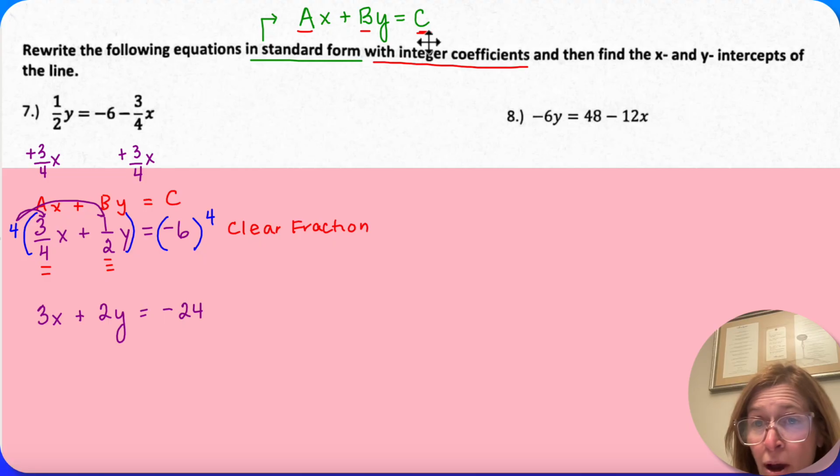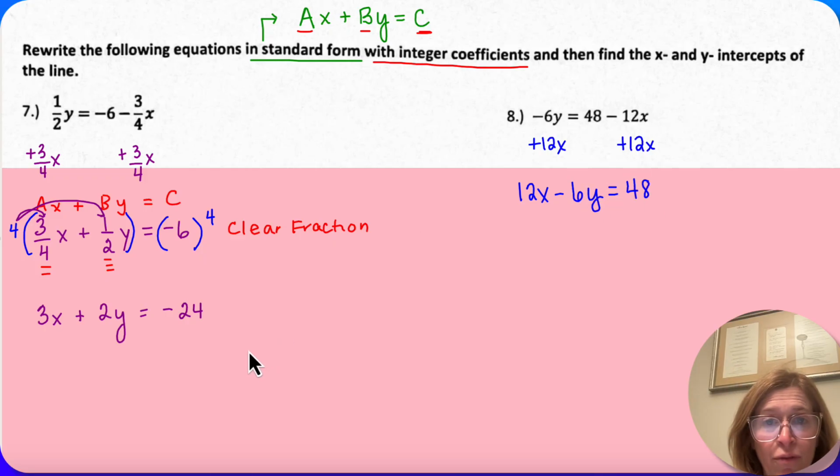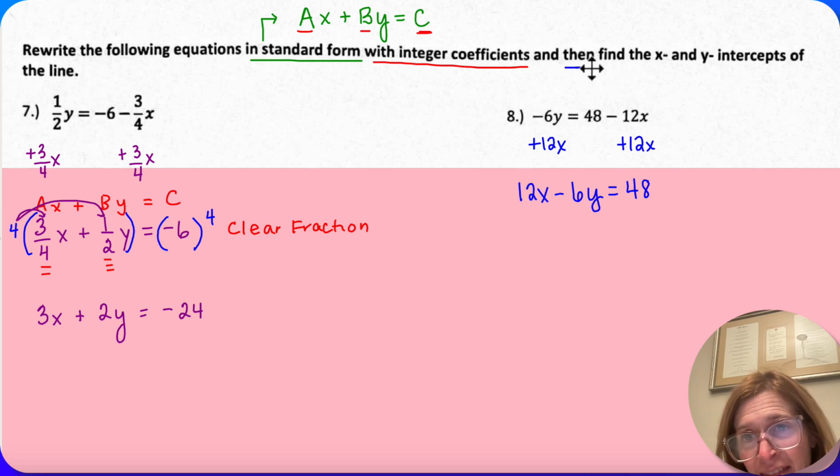So you pressed pause and you tried it, and so you should have added 12x to both sides to get the x and the y alone on one side. And you have 12x minus 6y equals 48. So you have two equations in standard form. Then it says, and then find the x and the y intercepts.